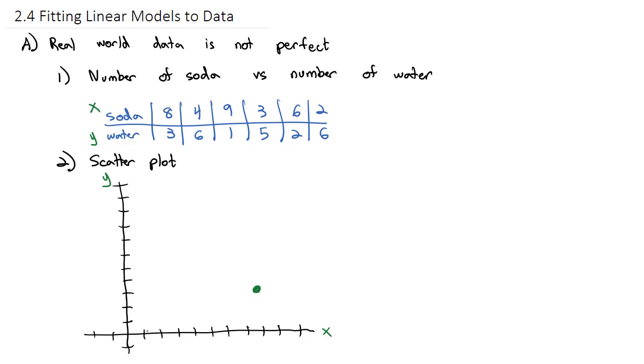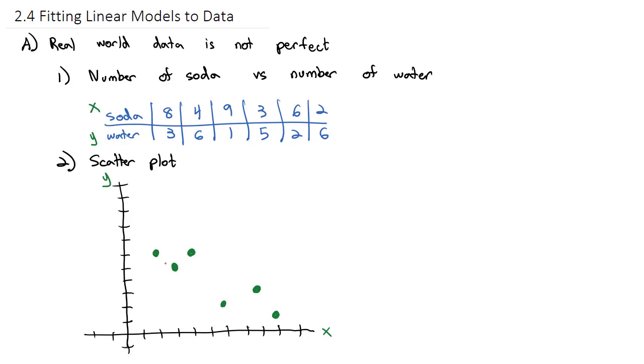Next person's 4, 6. 1, 2, 3, 4. 1, 2, 3, 4, 5, 6. Over 4, up 6 is about there. The next person is 9, 1. 1, 2, 3, 4, 5, 6, 7, 8, 9, 1. The next person is 3, 5. The next person is 6, 2. And the next person is 2, 6.